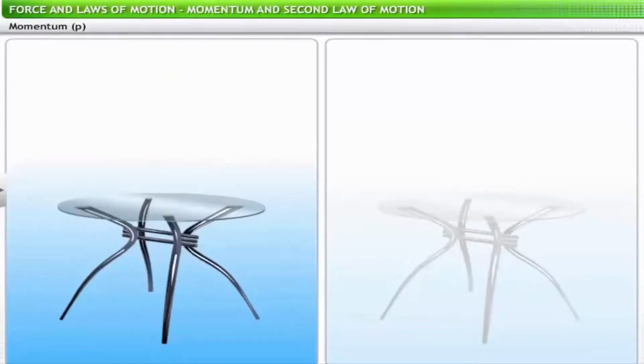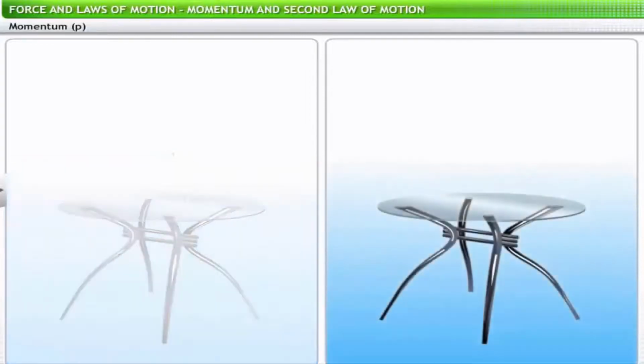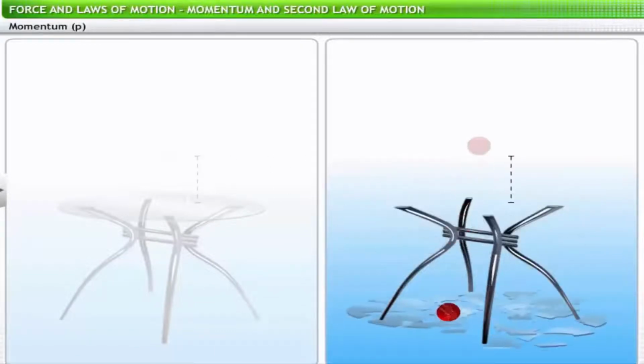To analyze the concept of momentum, let's compare the impact of moving objects in different situations. Observe the marble dropped onto the thin glass pane below. The glass pane is intact. But what happens if we drop a cricket ball onto this glass from the same height? Ouch! The glass pane shattered.